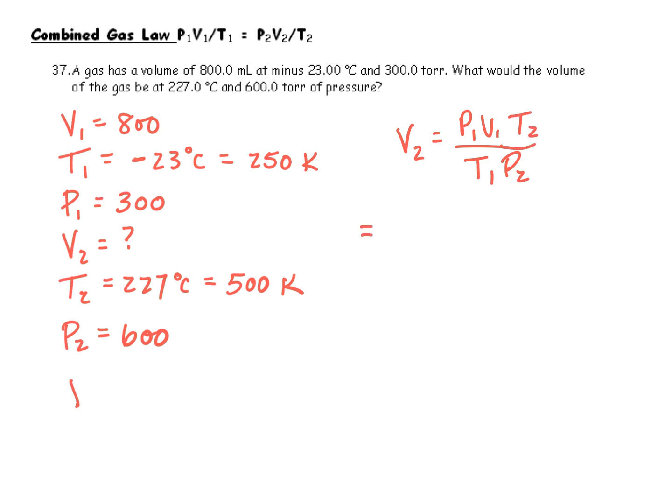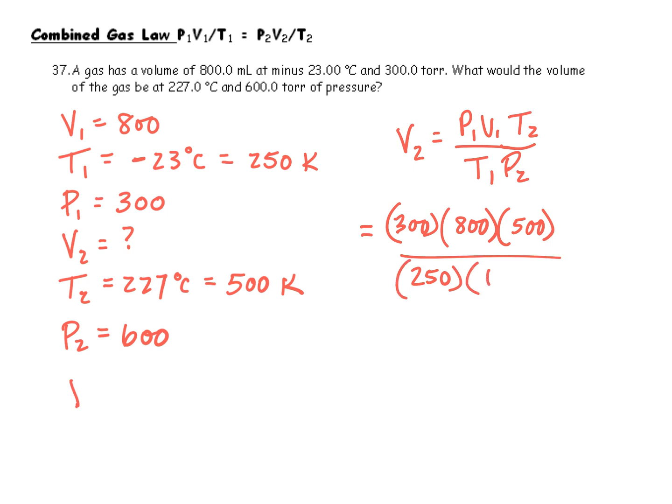All right, P1, 300. V1, 800. T2, 500. On the bottom, T1, 250. Also on the bottom, P2, 600. Calculator says 300 times 800 times 500 divided by 250 divided by 600 is 800. 800, that's a volume, will be in milliliters.